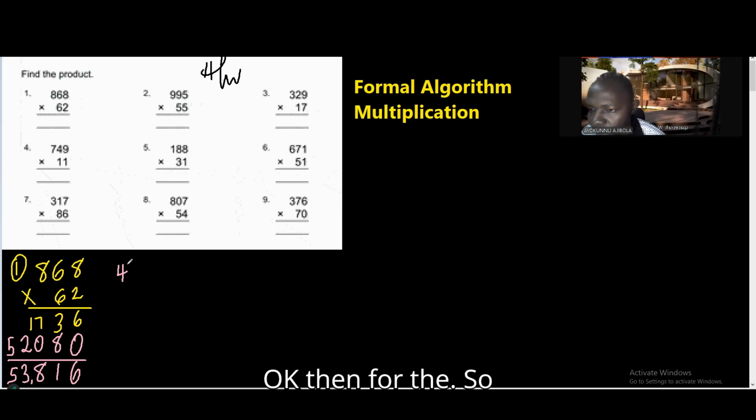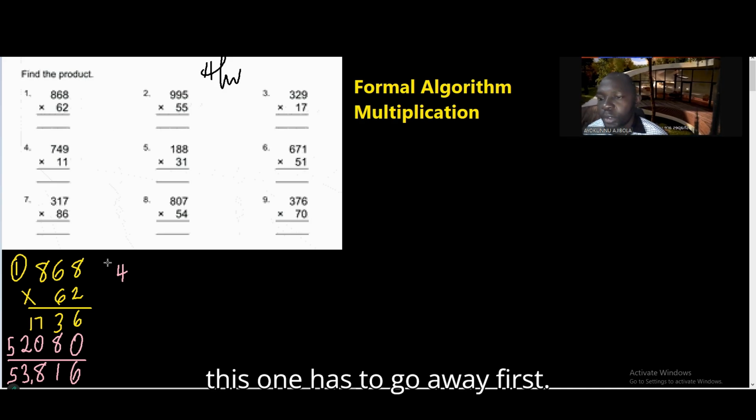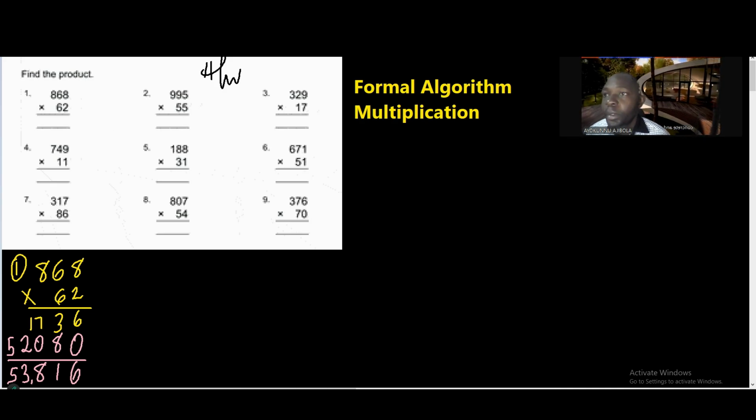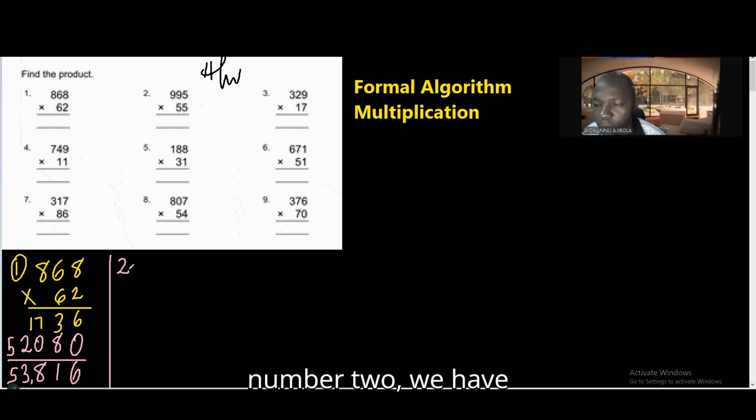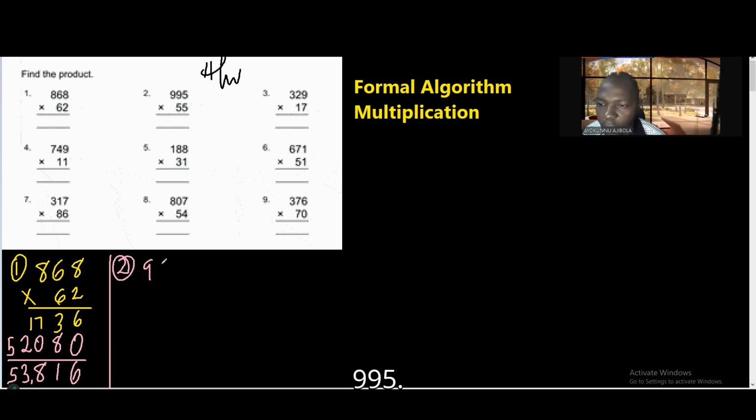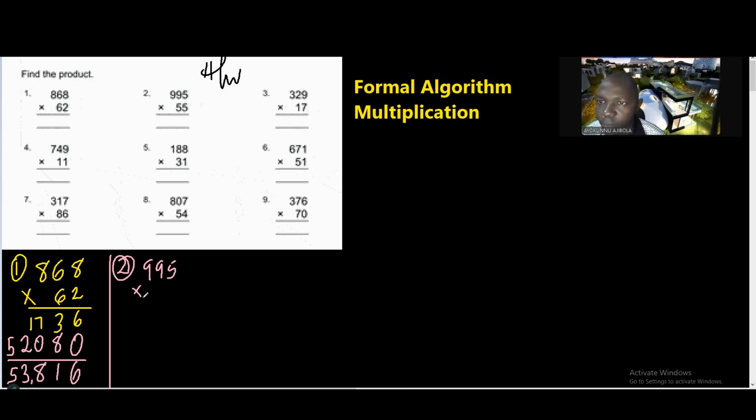So this one has to go away first. So the second one, number 2, we have 995 times 55.